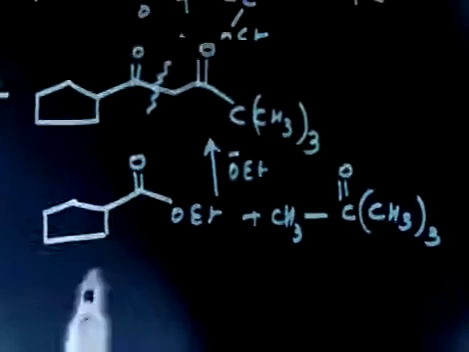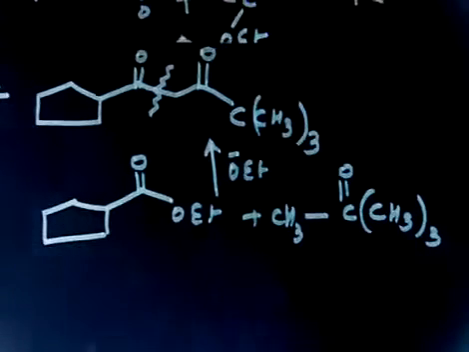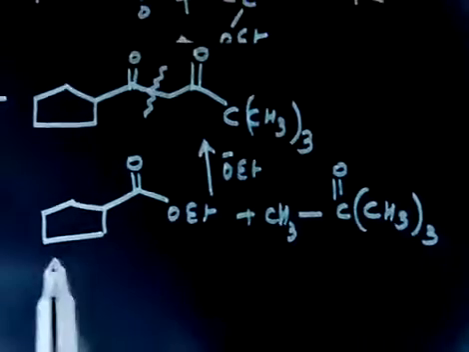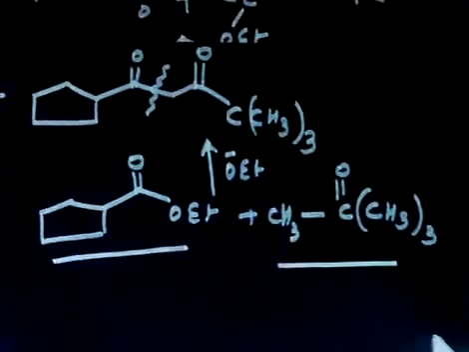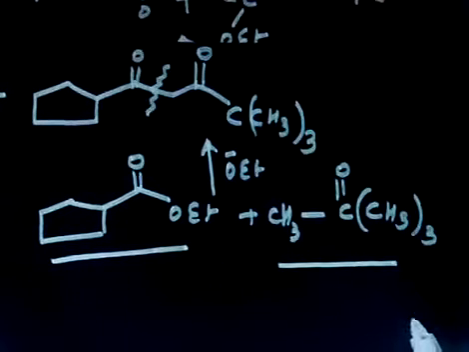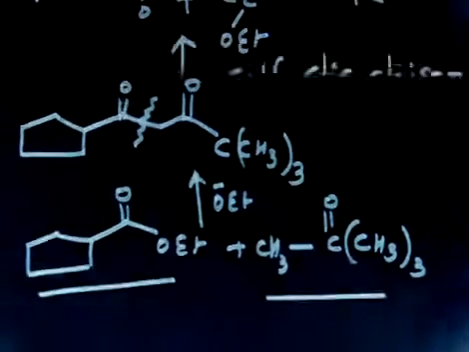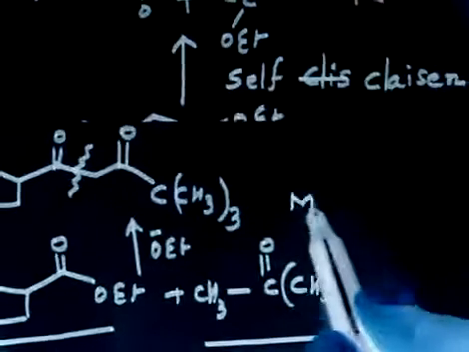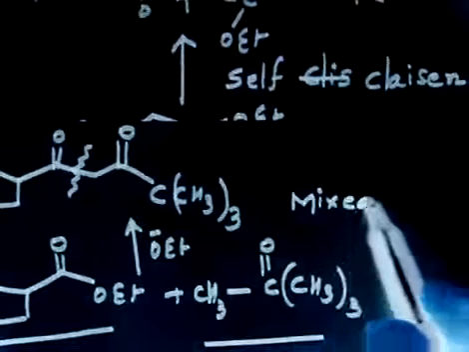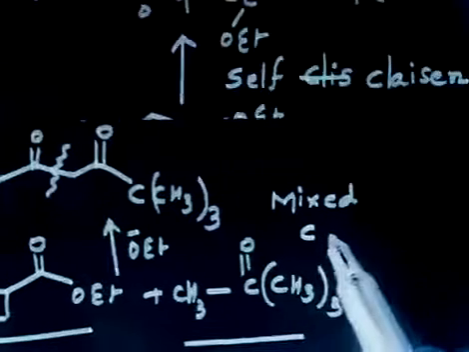Another way will be, so this is basically a mixed Claisen. You see you are taking one compound and a different compound. So this is a mixed Claisen condensation. So if you want I can write, so this is a mixed Claisen.